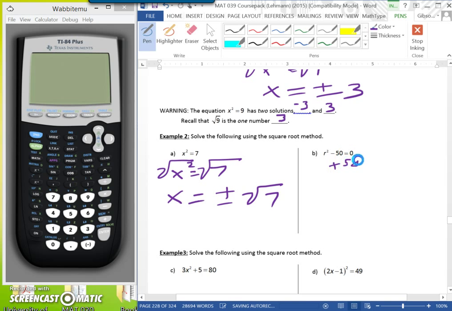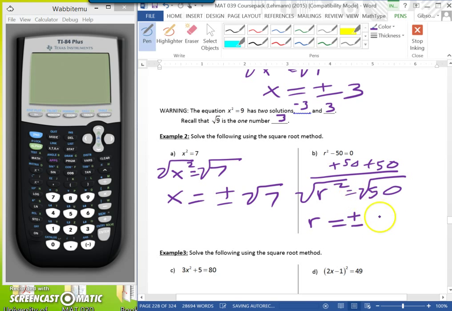Now we come here to b. We will add 50 on both sides, and we will have r squared is equal to 50. Now we would take the square root of both sides, and the square root of r squared we know is r. We know we will have a positive and negative answer here. But doesn't 50 have a perfect square in it? 25. So we will break this down to square root of 25 times square root of 2. So r is equal to plus or minus the square root of 25, which is 5, times the square root of 2. And that is the final answer for b.